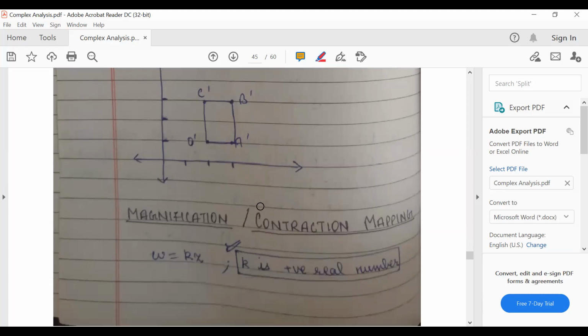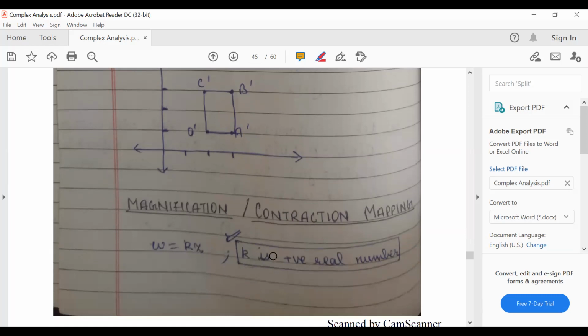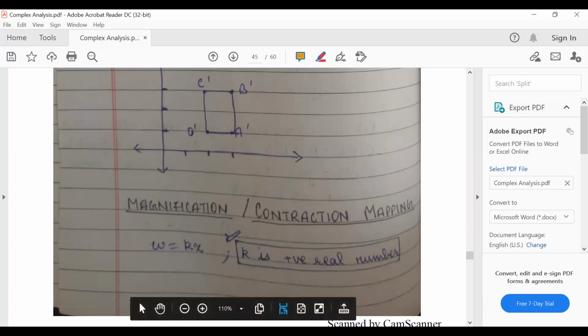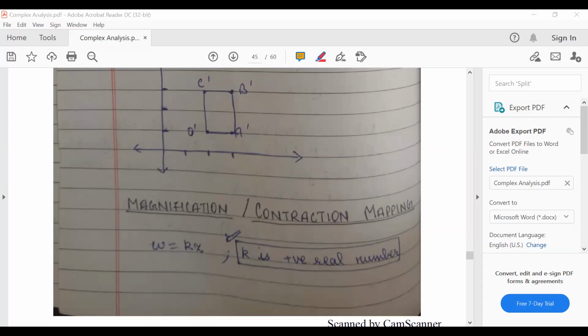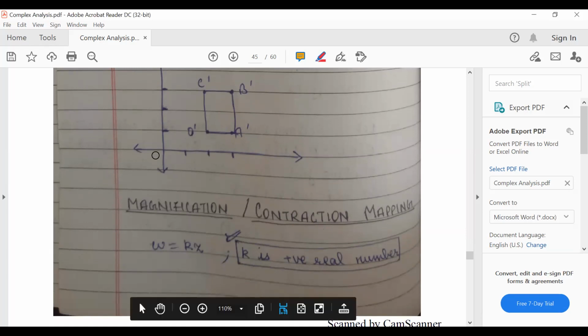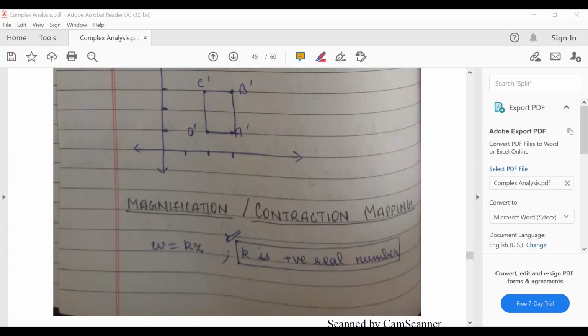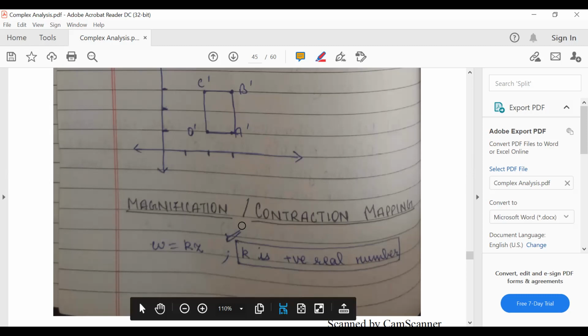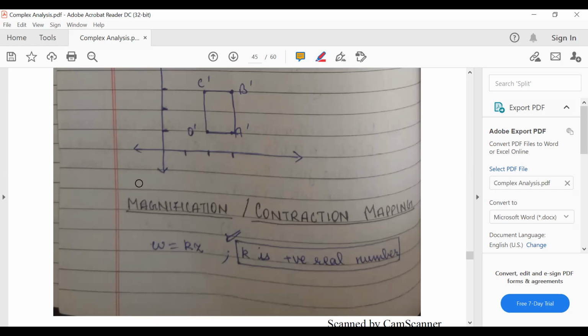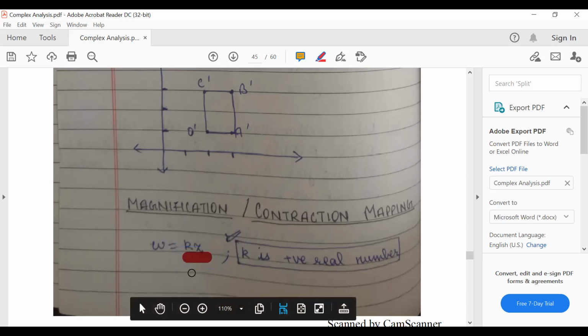Second is magnification. In linear transformation, we have seen translation mapping. Translation mapping is defined as w equal to z plus c. Now we will see the magnification or contraction. This is given by w equal to f(z) equal to kz. Remember, k is a positive real number.